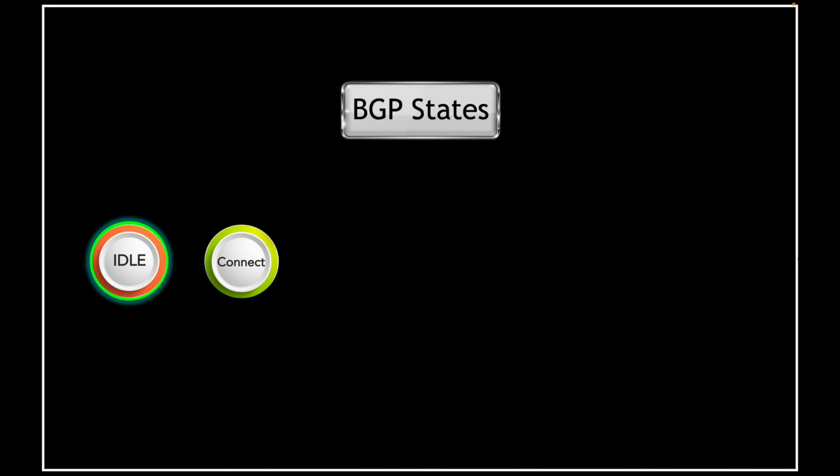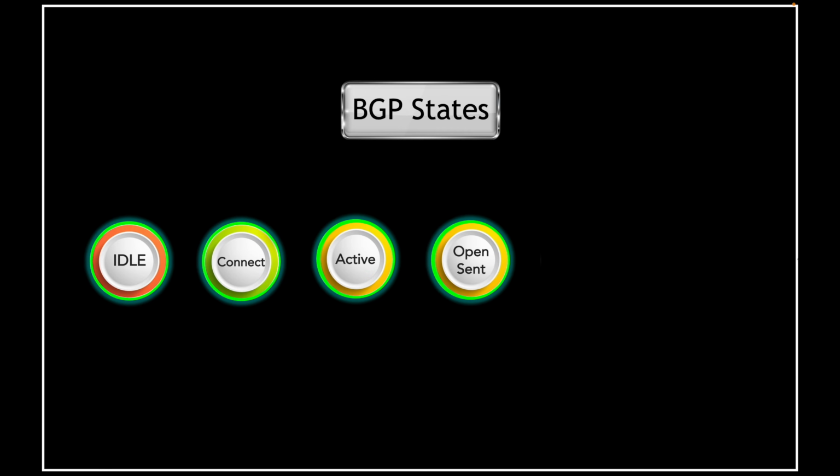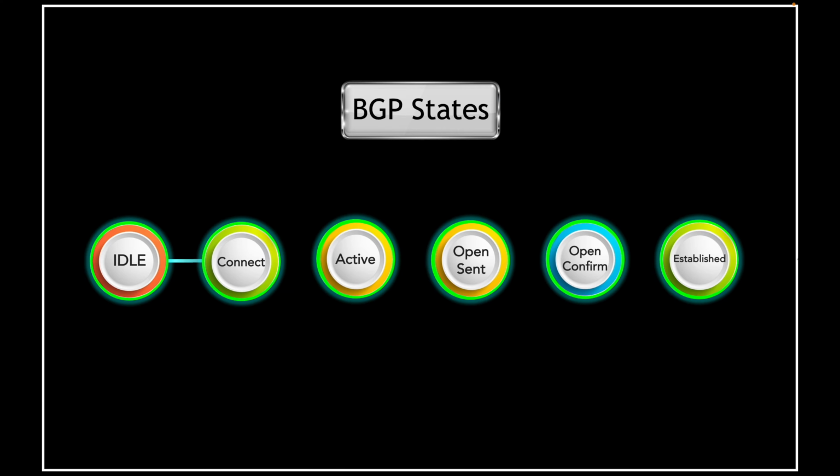These are the idle state, connect state, active state, open sent, open confirm, and the established state. These are the 6 states BGP goes through to establish a successful BGP neighborship. I will explain each and every state in depth, in a better and easier way. I will start with the BGP idle state because it's the very first, initial state, and go from the idle state to the established state. So let's get started.